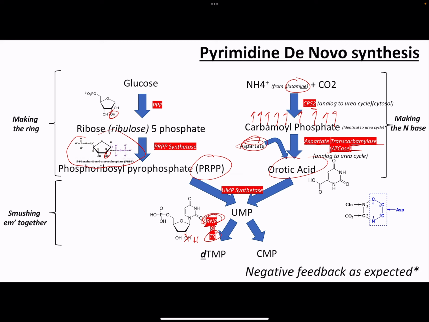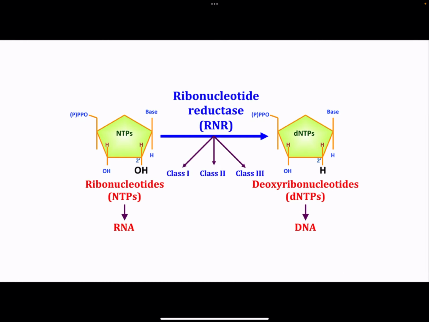Negative feedback as expected, right? The downstream things inhibit the previous steps. We saw this for uracil making thymine, but it's going to happen any time we want to make an RNA nucleotide into a DNA nucleotide. We have this, and then we reduce it, we add a hydride. Negative feedback as expected, right?